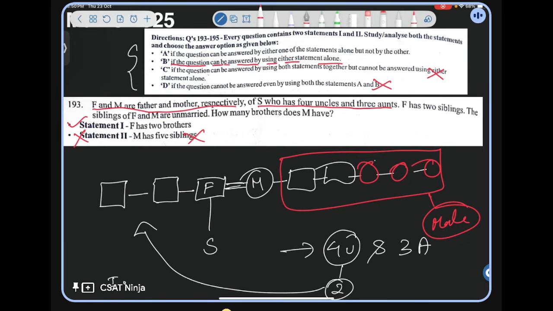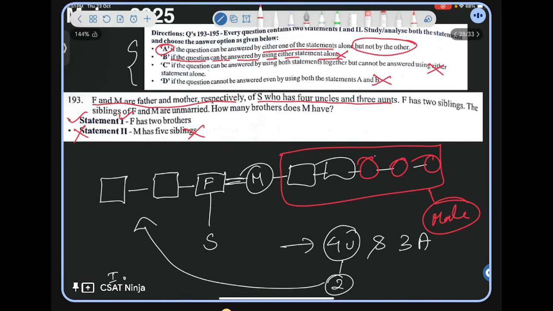That means either by using statement number 1 or 2, we can answer. No, this is not the answer, because by using statement number 2, we cannot answer this question. But the option here is A. Why? Because we can answer by using either one of the statements alone, but not the other. That means using the other statement, we won't be able to answer.